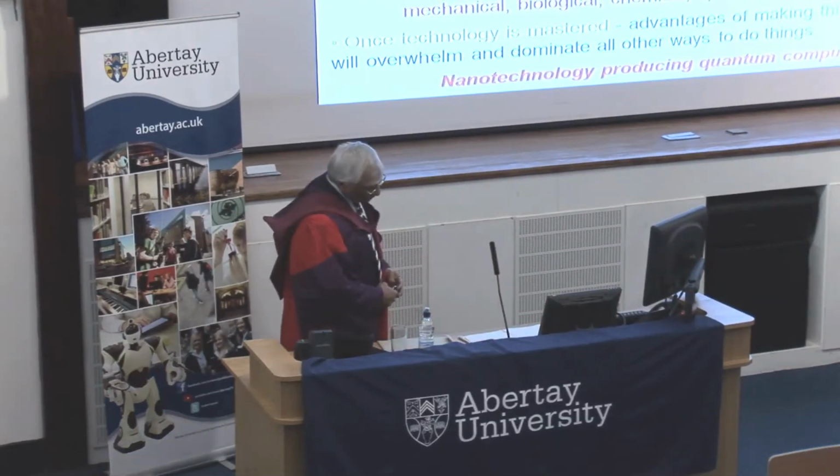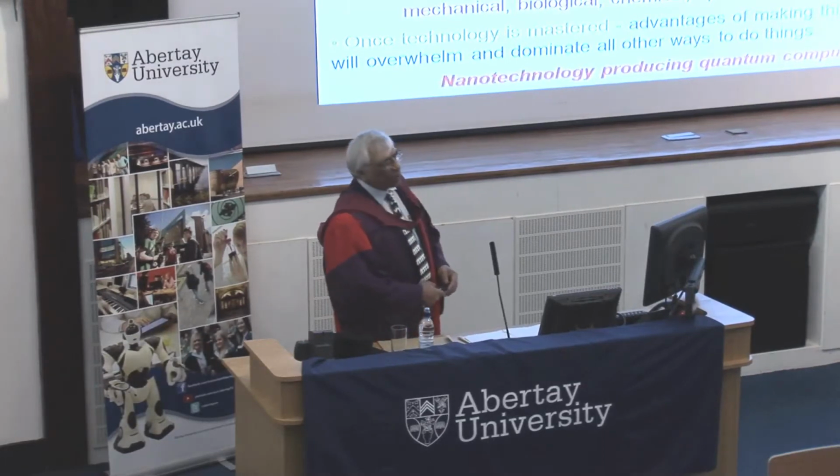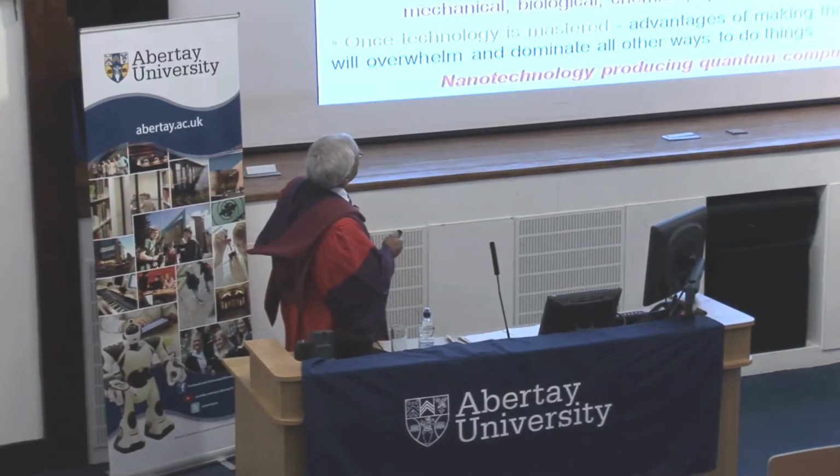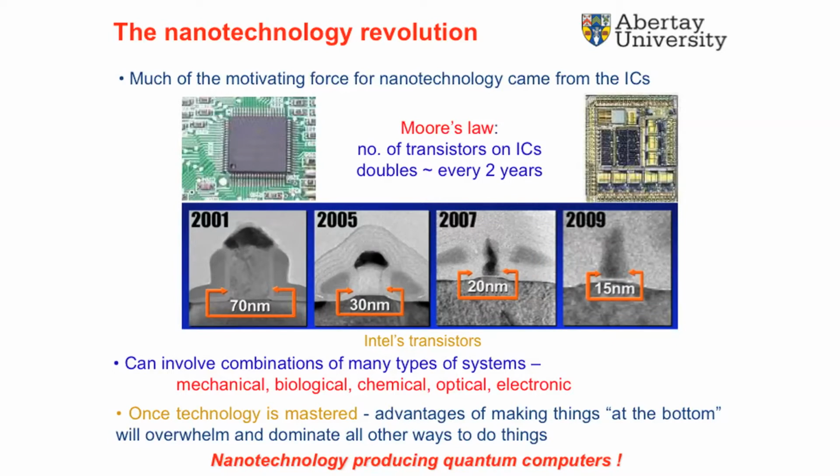Much of this motivating force for nanotechnology has been in top-down fabrication, from the integrated circuit industry. So Moore's law, where every few years the size of the transistor keeps on decreasing. In 2009 it was 15 nanometer. By using, rather than photolithography, electron lithography, etching, cutting, plasma, you can go down to the size of the integrated circuits, the transistors, because we want more memory and more processing power.